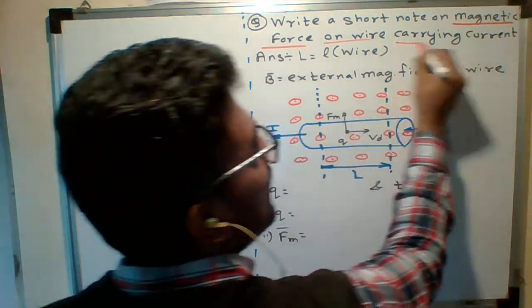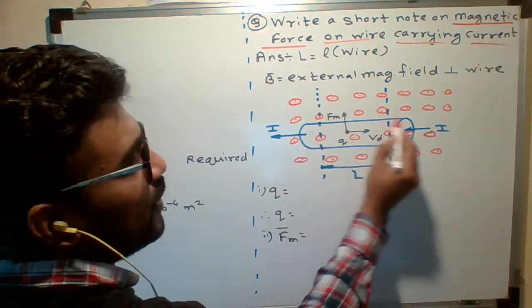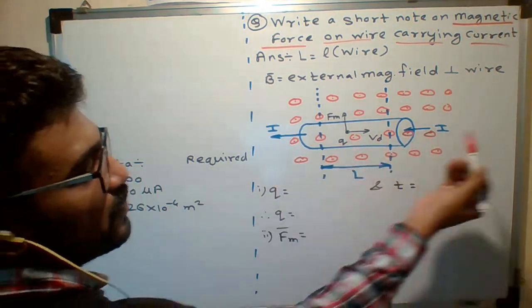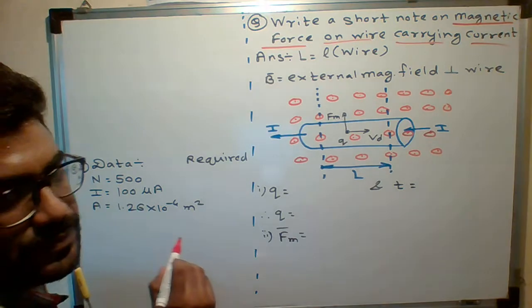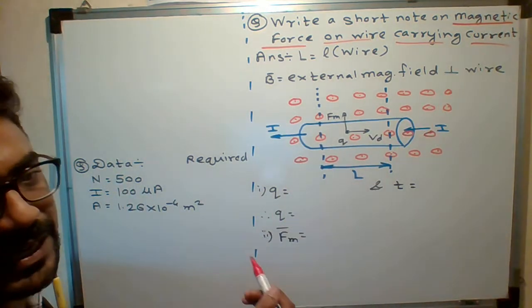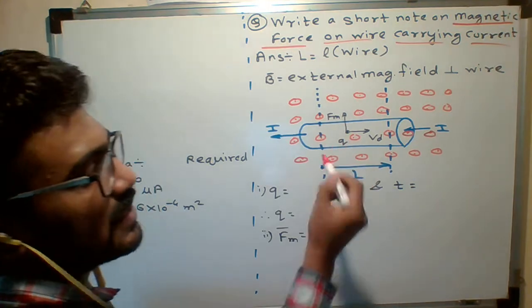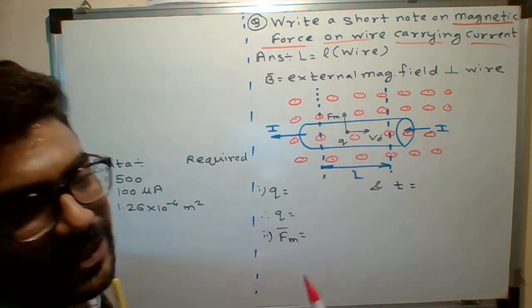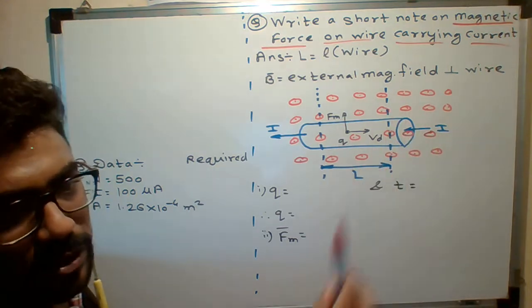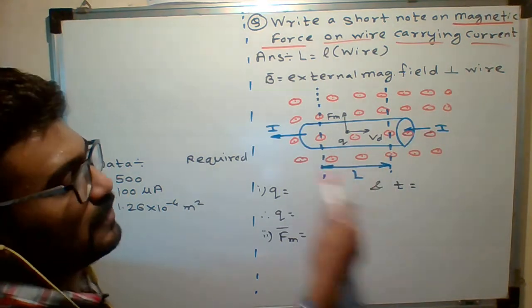wire carrying current. So you will see here, this is the wire. Blue part is the wire carrying a current. Current is moving from right to left. You can observe. And what is this red dot? The red circle I have drawn, what is that red circle? So the red circle represents the magnetic field, which is perpendicular to the board, the plane of this particular.